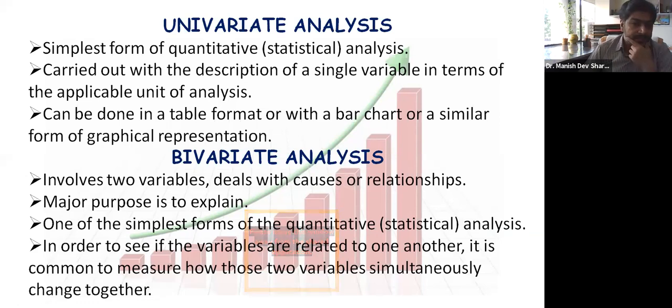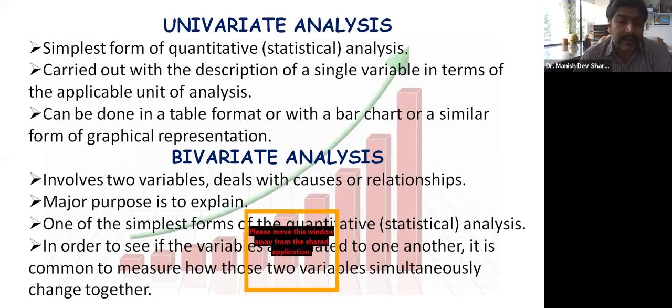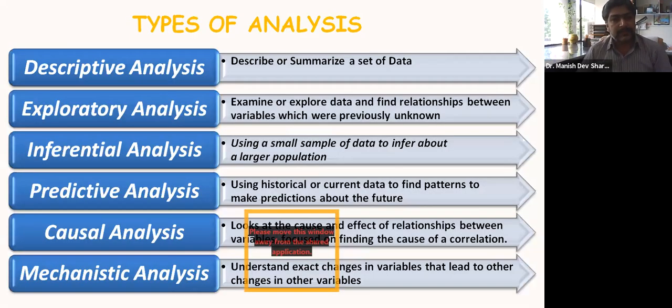In order to see if the variables are related to one another, it is common to measure how those two variables simultaneously change together. Like in the case of our measurement of distance, we used to employ XT recorders. In XT recorders, we have two variables that change. One may be distance with time, or one may be volume with time. So volume, density, whatever variables you have selected, you need to note down their variation with respect to time. That is called bivariate analysis.